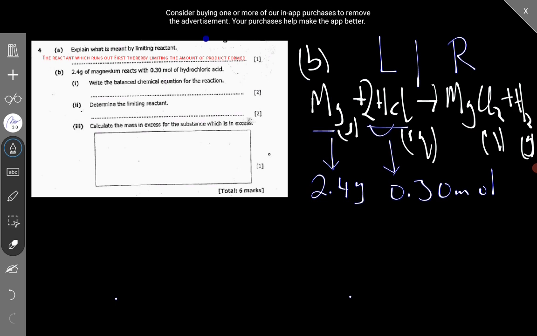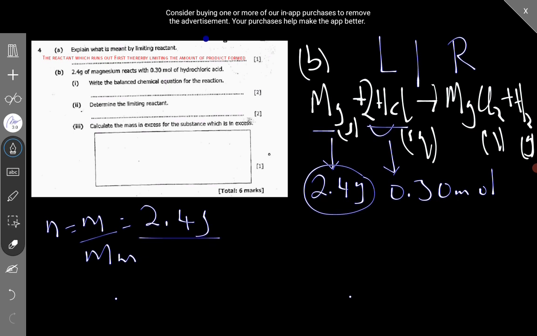Let's get the moles for magnesium first of all, by this formula: moles is equal to mass over the molar mass. The mass is 2.4. The molar mass for magnesium is 24 grams per mole. So this gives us 0.1 moles.